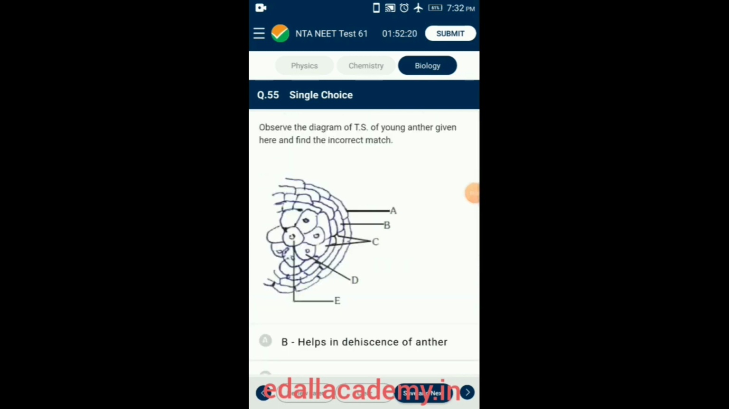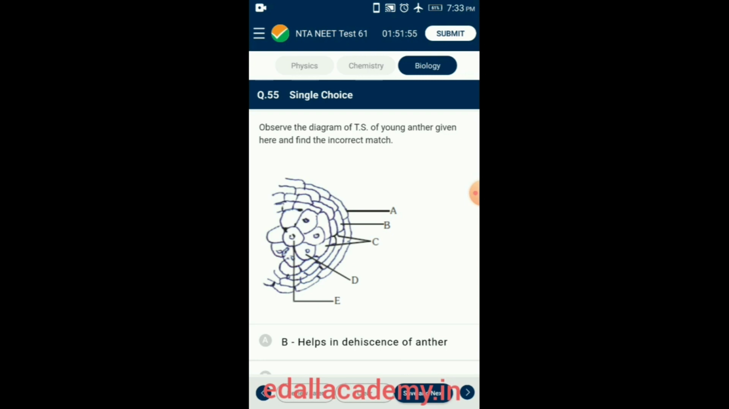Question number 55. Observe the diagram of TS of young anther given here and find the incorrect match. A. Epidermis. B. Endothecium. C. Middle layer. These outer three wall layers perform the function of protection and help in dehiscence of anther to release the pollen.